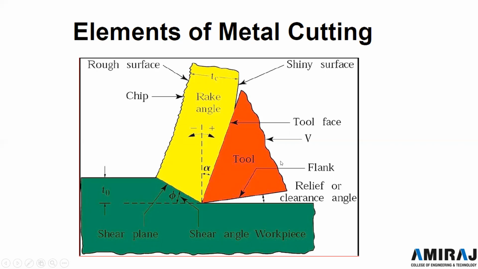You can see that the rough surface will be formed on this side and the shiny surface will be formed on the tool face side. This is the tool face, and the tool is moving with velocity V, and this portion is called the flank. The relief or clearance angle is between the horizontal and the flank face. And phi is called the shear angle, the angle at which the cutting takes place, at the shear plane.